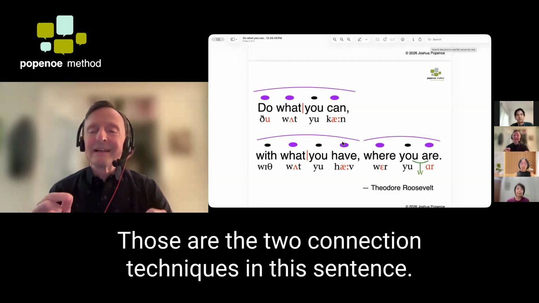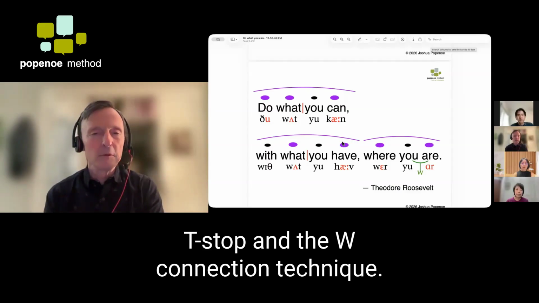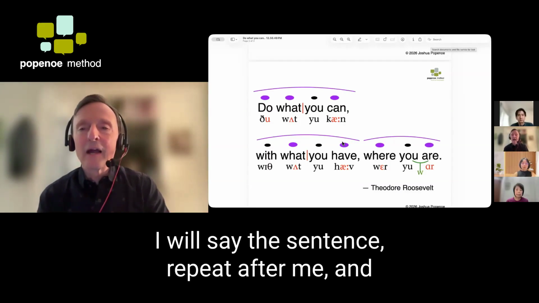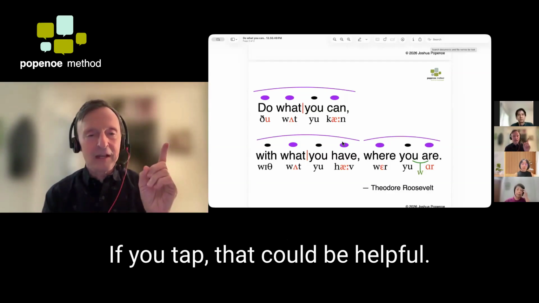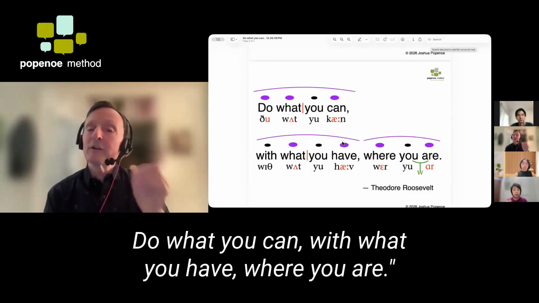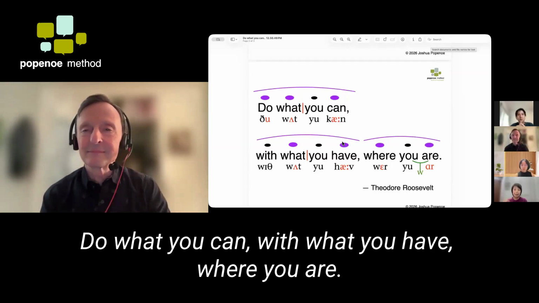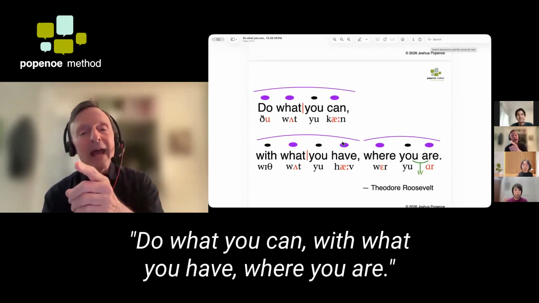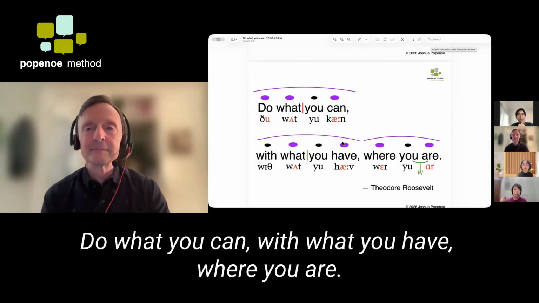Those are the two connection techniques in this sentence. T-stop and the W connection technique. So let's practice. I will say the sentence, repeat after me, and then we'll do it again. If you tap, that could be helpful. After me, do what you can with what you have where you are. One more time. Do what you can with what you have where you are.